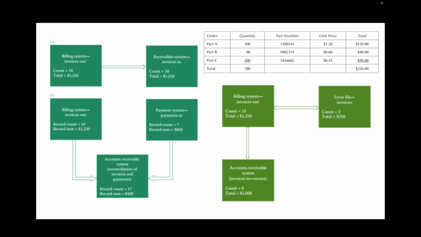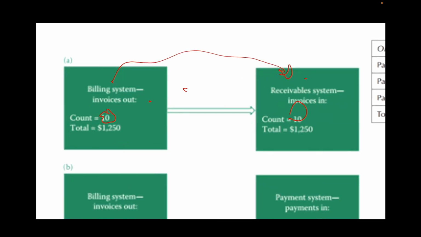So designed properly, balancing totals for transaction count and amount can detect missing or duplicate transactions. So part A, so makita natin balancing totals, yung count niya 10, count niya dito 10, from the billing system to the receivable system. 1,250 in total niya invoice out, yung invoice in sa receivable system, 1,250. So this is correct.